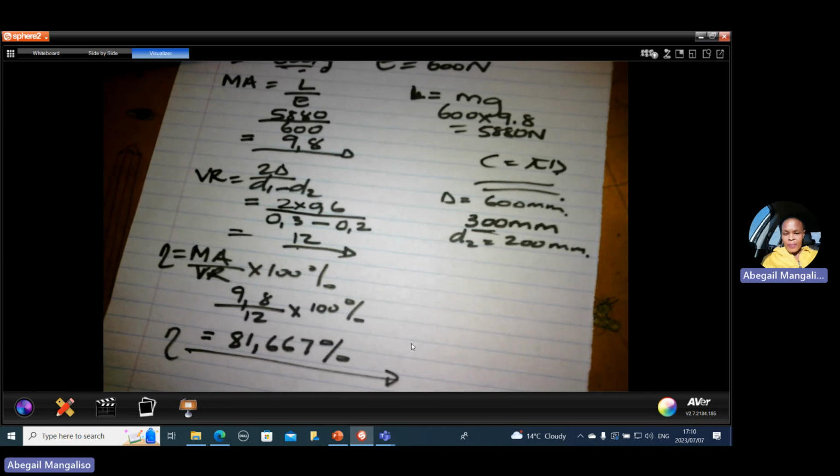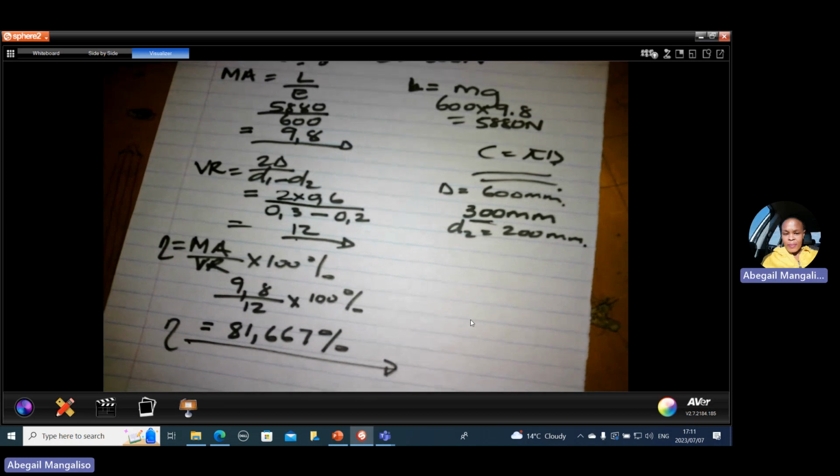This is how you calculate the efficiency, velocity ratio, and mechanical advantage. In some questions, you can be asked to calculate one of these diameters. So you just use the same formula, you plug in what is given and manipulate the formula. If you have like terms, you can add the like terms and make the unknown the subject.